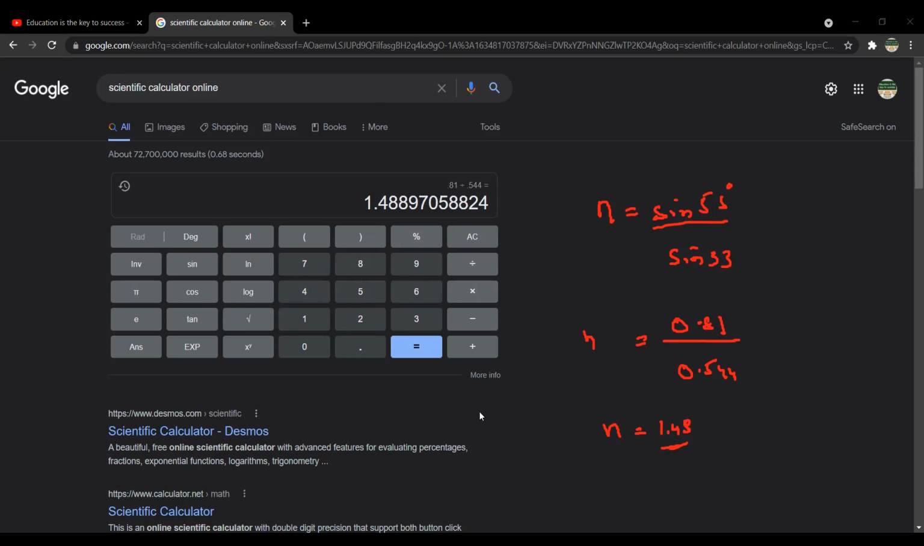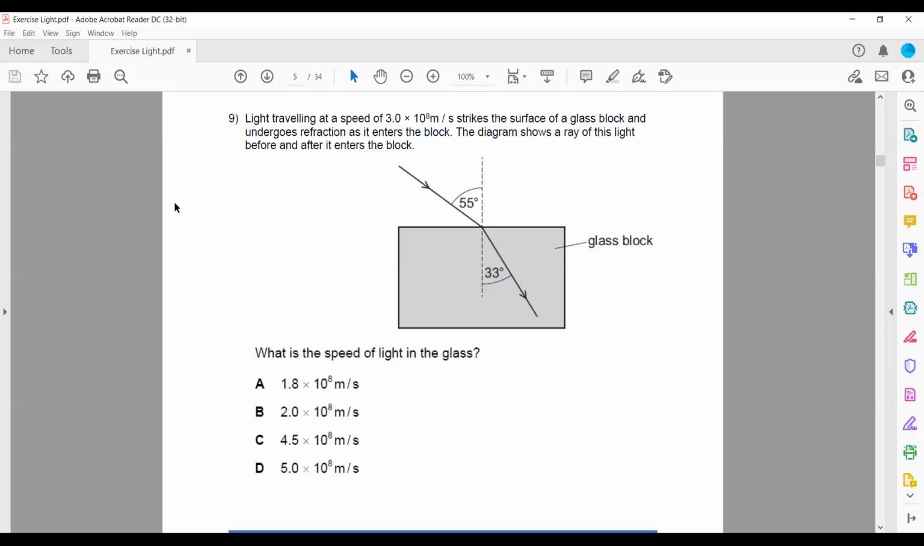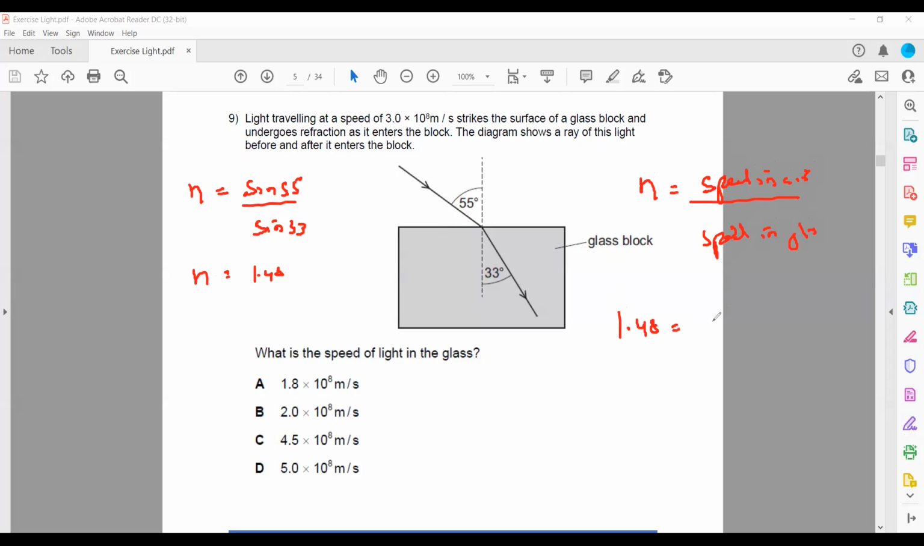But in the question, we don't need the refractive index, we need the speed. So first we find the refractive index as it is traveling from air to glass. So sine 55 divided by sine 33, that is 1.48. Now there is also another formula of the refractive index which relates the speed: the refractive index is equal to the speed of light in air divided by the speed in a medium or speed in glass. So the refractive index we worked out is 1.48.